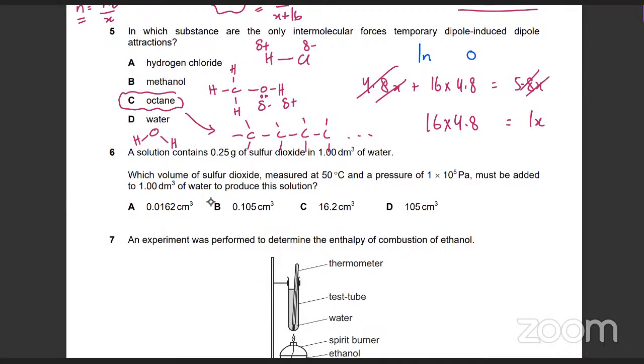A solution contains 0.25 grams of sulfur dioxide in 1 dm cube of water. What volume of sulfur dioxide, measured at 50 degrees centigrade and pressure, must be added to 1 dm cube of water to produce this solution? So first, what volume must be added? Basically we've got 0.25 grams of what? Sulfur dioxide, right?